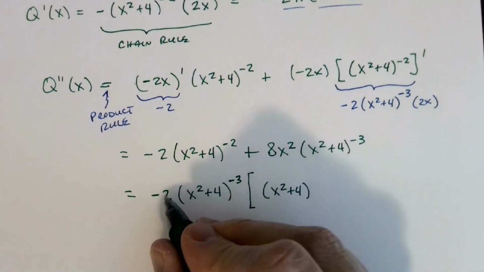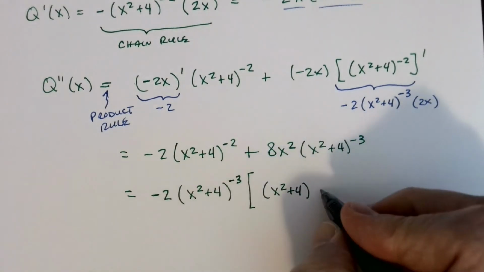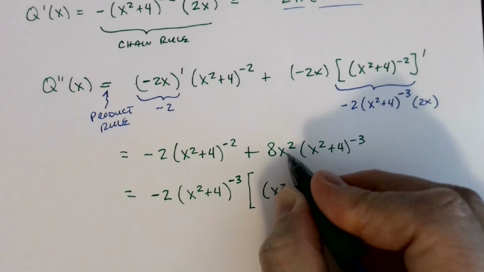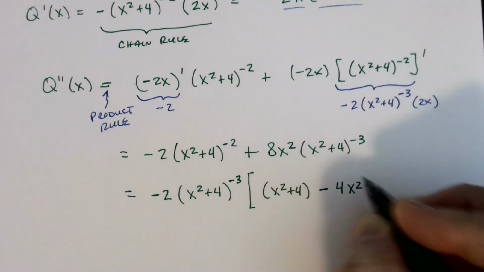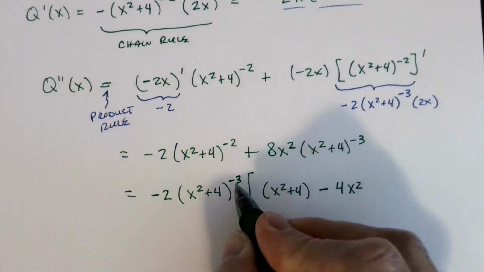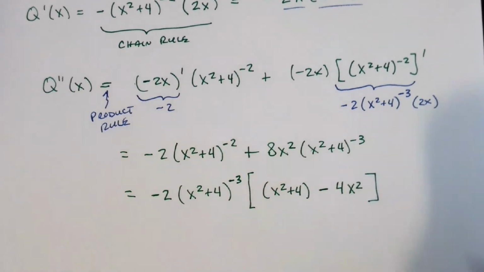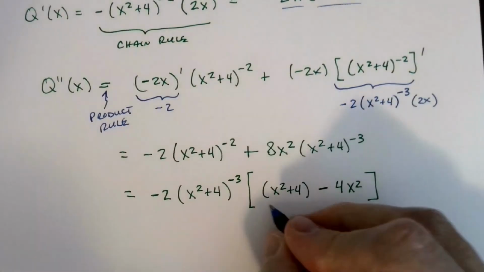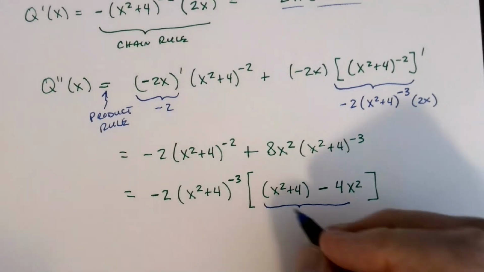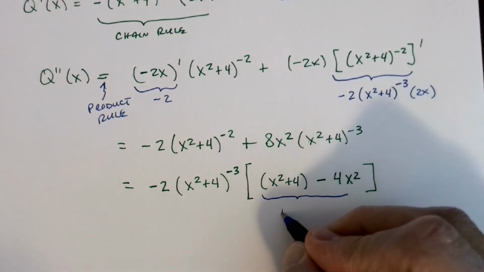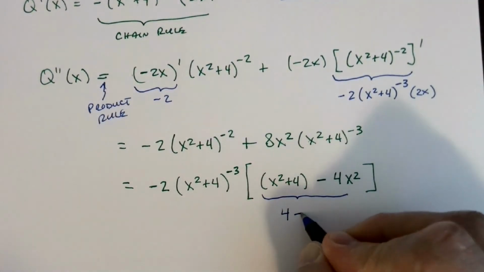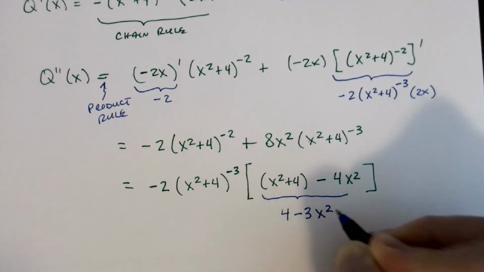Here I factored out a negative 2 from a positive 8. That leaves a negative 4. I've got my x squared still. This whole thing to the negative 3 power was pulled out. And so this stuff in here I can simplify inside the hard brackets. I've got 4x squared minus 4x squared is negative 3x squared.